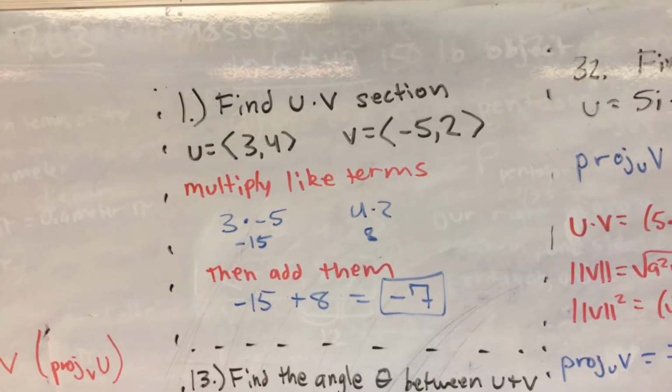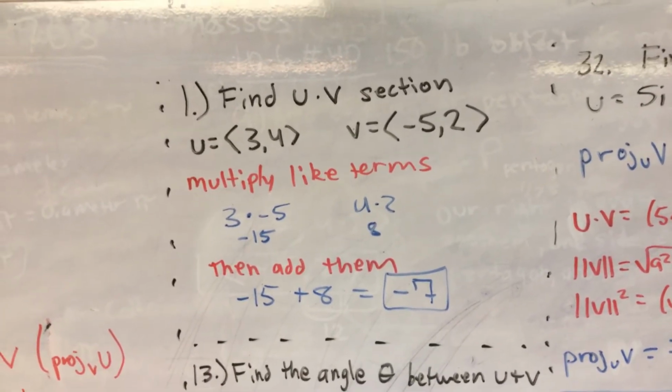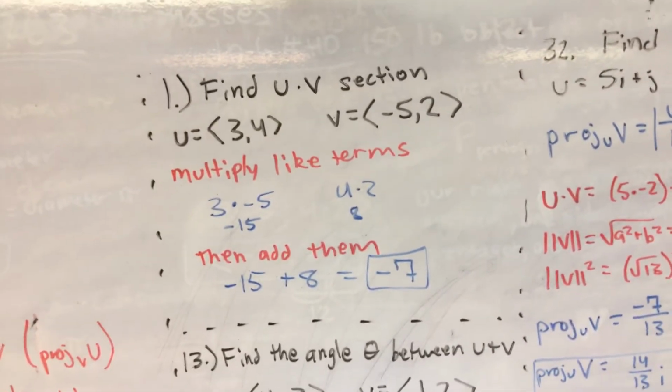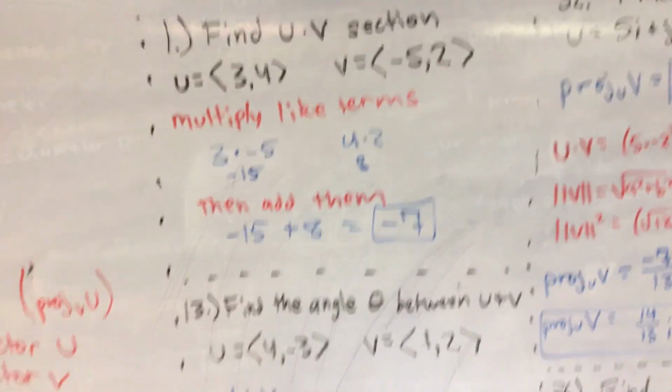We're going to multiply the like terms together, then we're going to add them. So we get negative 15 plus 8 is equal to negative 7. Whenever you do a dot product, you're always going to get a singular number.